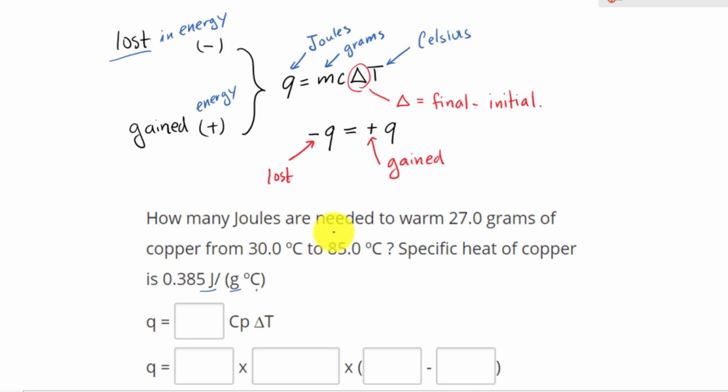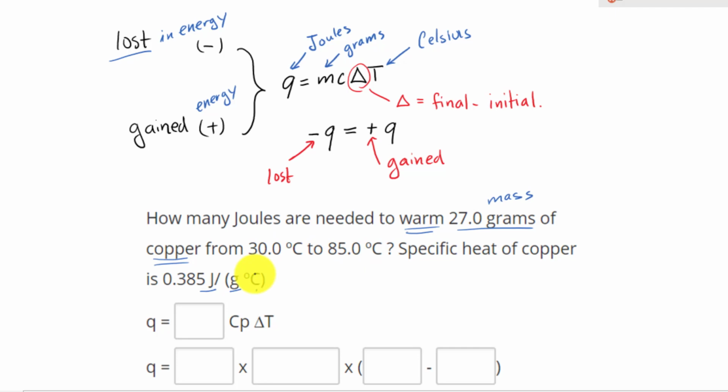How many joules are needed to warm, think about warming. To warm something, you take in energy, right? To warm 27.0 grams, and this right here would be your mass, of copper. And this is the substance, copper. And we know that from 30 degrees Celsius to 85 degrees Celsius.